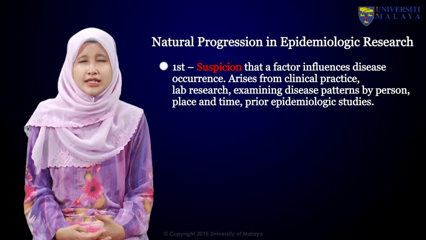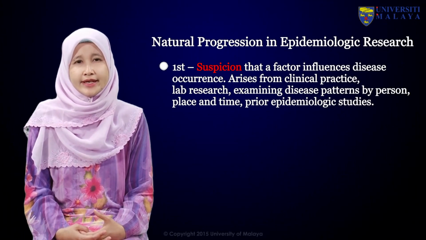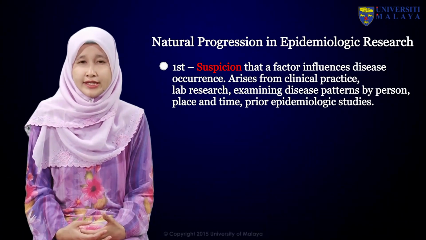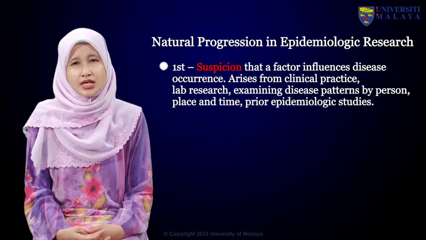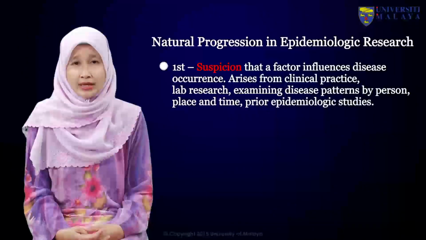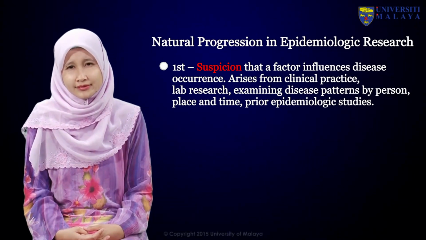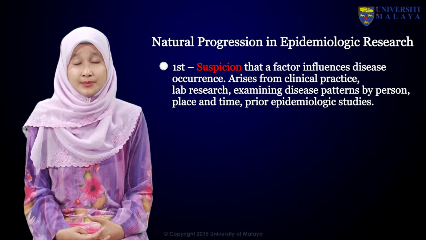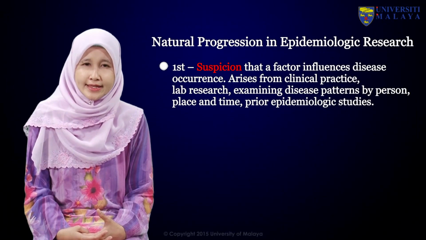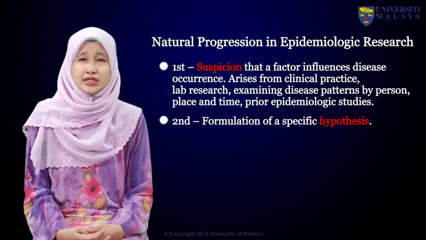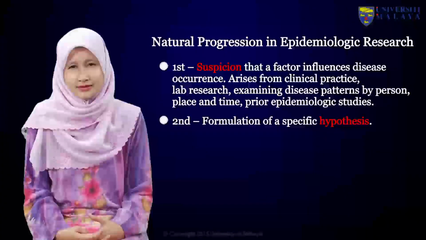The natural progression in epidemiologic research starts with suspicion. Suspicion that a factor influences disease occurrence. This can arise from clinical practice, lab research, or examining disease pattern by person, place, and time prior to epidemiologic studies. The next step is formulation of a specific hypothesis.